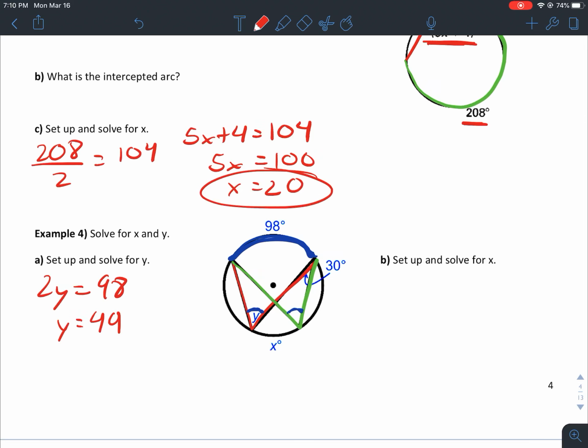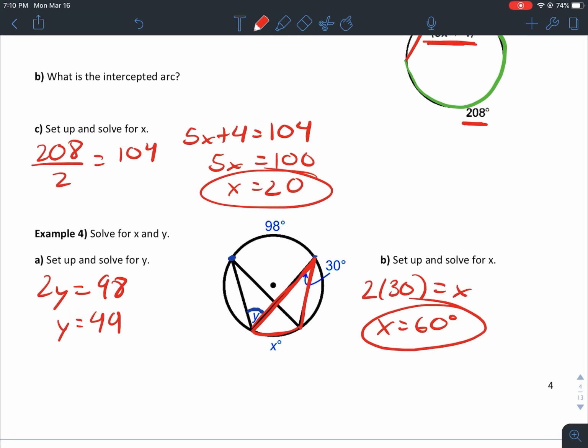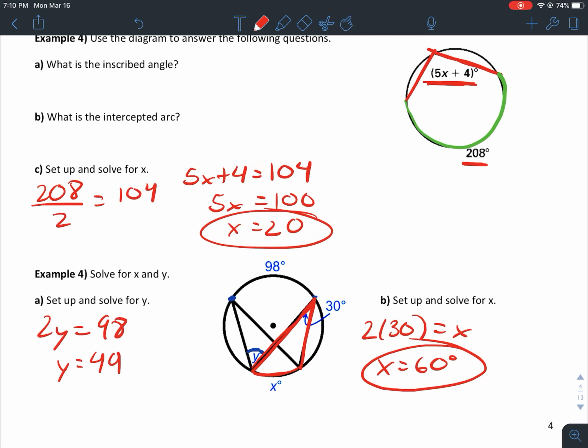Then it tells us to go ahead and solve for x. So in this case, they're asking for this inscribed angle. Notice there are several inscribed angles in this picture. If we're solving for x, we know that x has to be twice the measure of the inscribed angle because x is going to be equal to the arc length. So we just do 2 times 30 equals x. x equals 60 degrees.